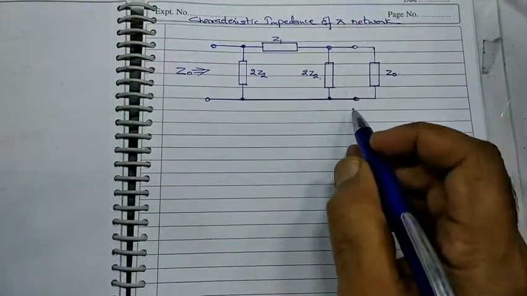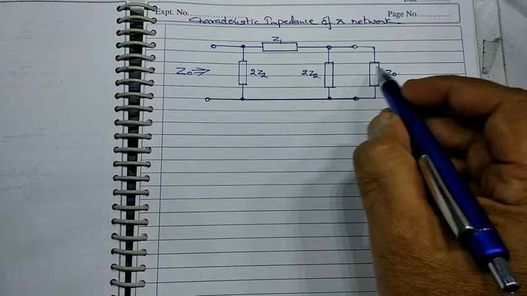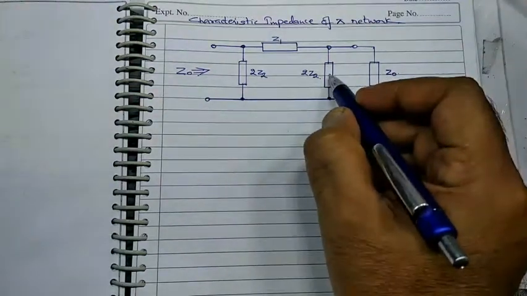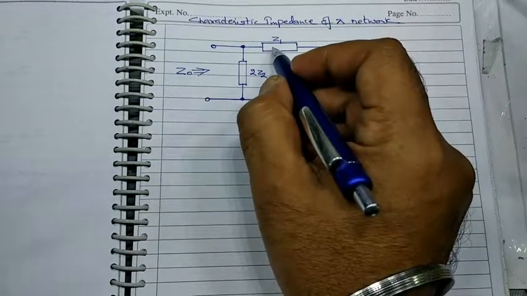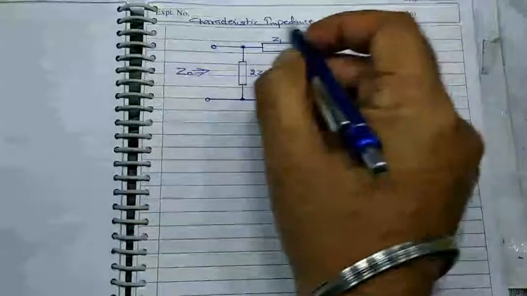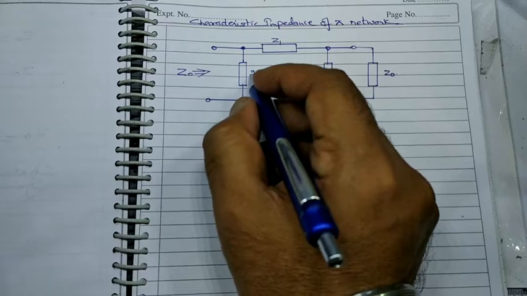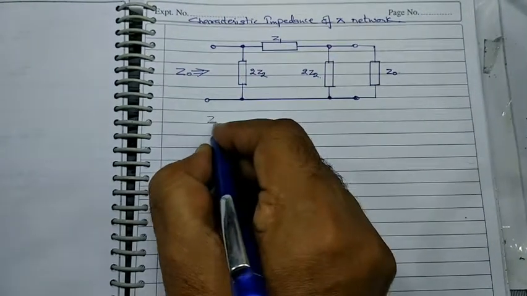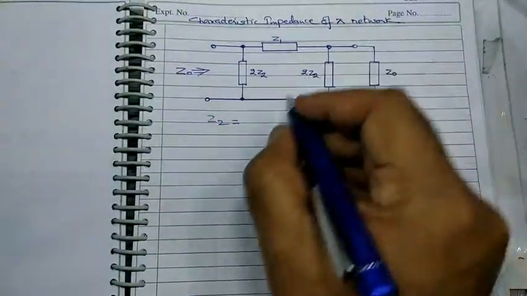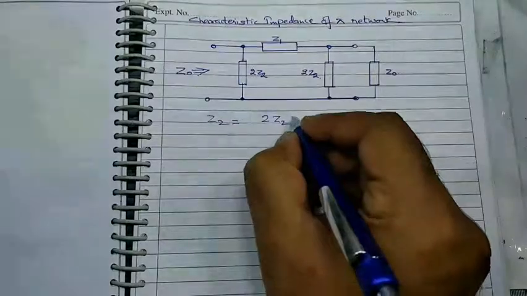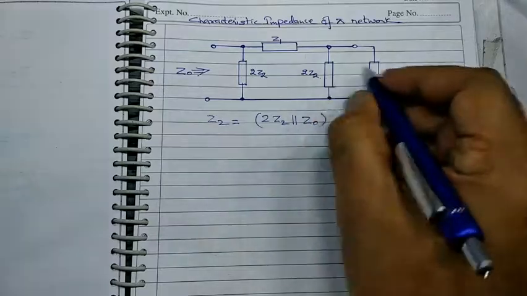Now, to find the impedance from the output port, we can see that this ZO is in parallel with 2Z2, which is in series with Z1. And again, this whole combination is in parallel with 2Z2. Now, 2Z2 is in parallel with ZO. This is the first parallel combination.